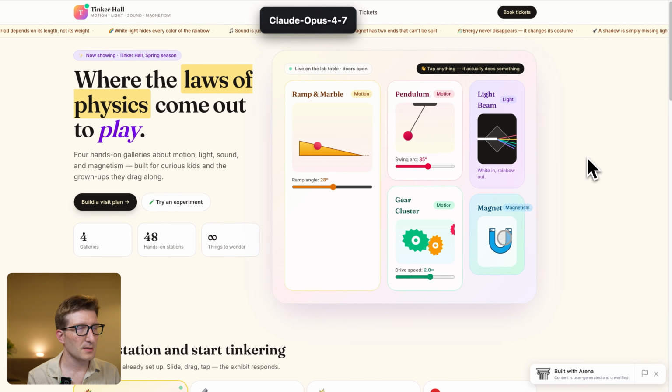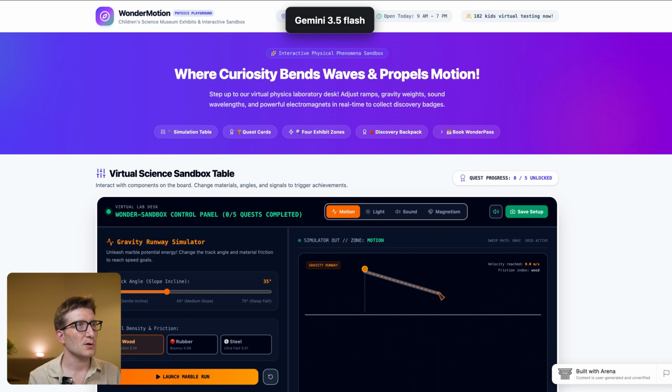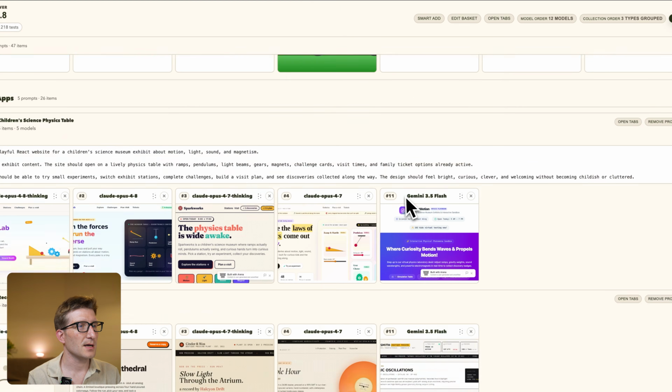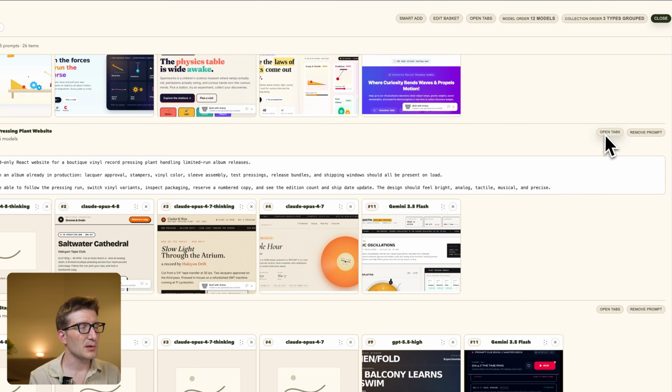So not that impressive. And Gemini 3.5 Flash here, I'm not going to talk about too much because I think it's noticeably worse. Let's just go over a couple more.